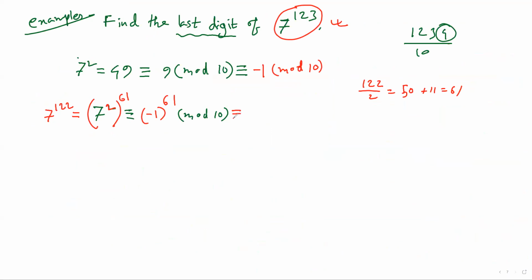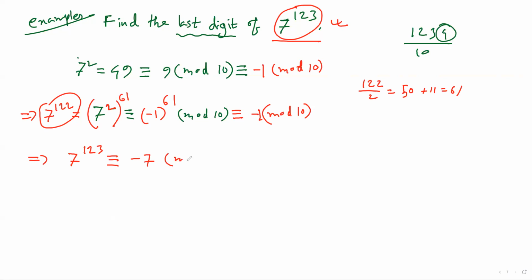This is interesting because this is congruent to just minus 1 mod 10. Now, are we interested in 7 to the power 122? Not really. We're interested in 7 to the power 123. And how to get that? From this, multiply by 7 on both sides. So on the next line, we can just multiply 7 on both sides to get 7 to the power 123 on the left-hand side and minus 7 on the right-hand side. And we have established that we can multiply by the same number on both sides.